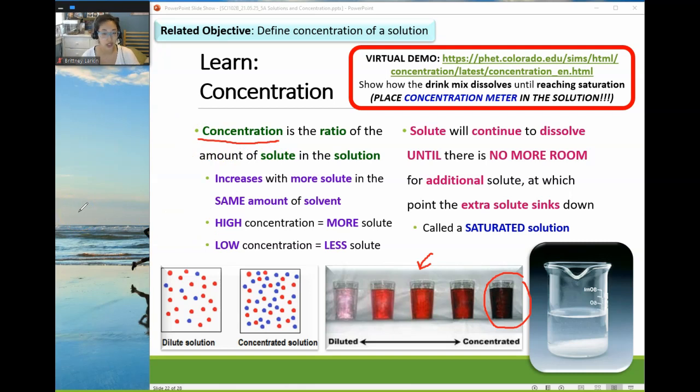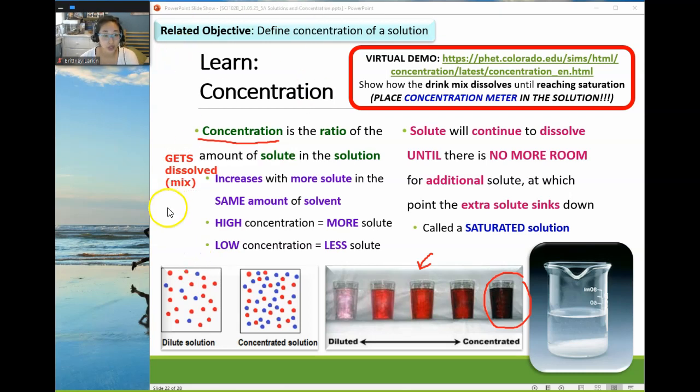So concentration is the ratio, meaning kind of like the amount per amount of the solute in a solution. So it's the solute per solution overall. Again, solute being what's getting dissolved, right? It's our short word. Solute gets dissolved like our drink mix, okay?